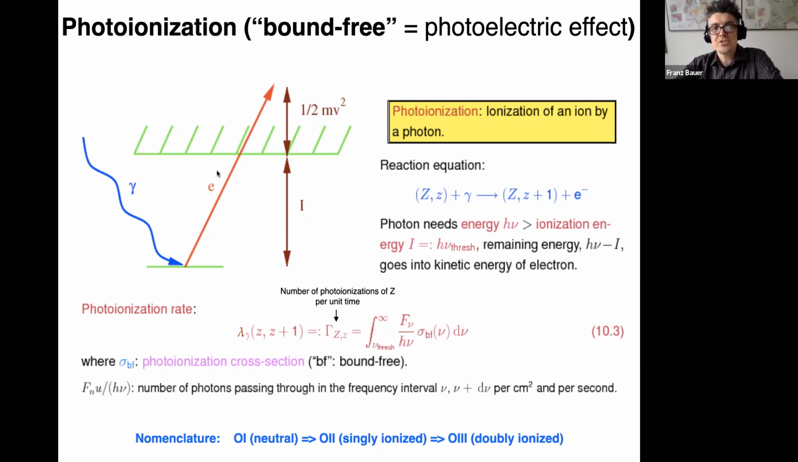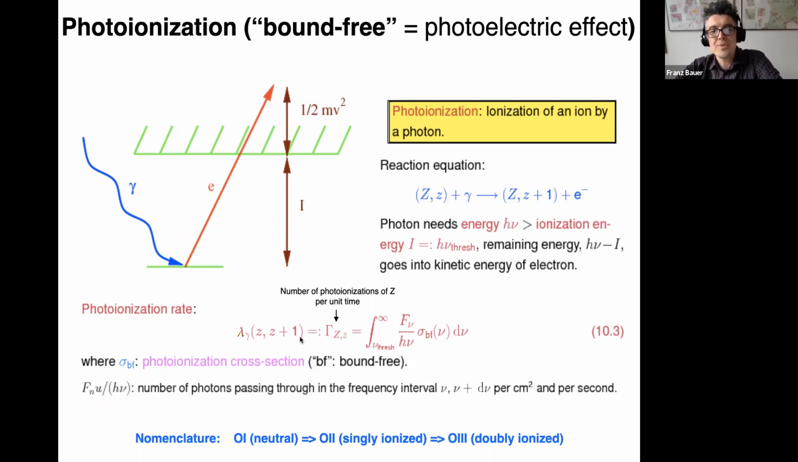Otherwise it will just jump up a level. It won't actually leave. So this energy at least needs to be the ionization potential of that particular energy level of the electron. So this photon has to be greater than the ionization energy. And then if it has any more energy, that energy will go into the kinetic energy of the electron. So the electron pops off and it has some kinetic energy, 1/2 mv squared. That's pretty simple to understand.